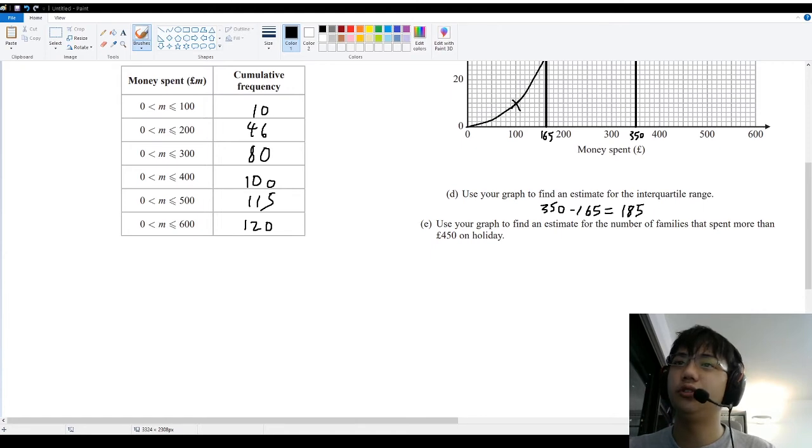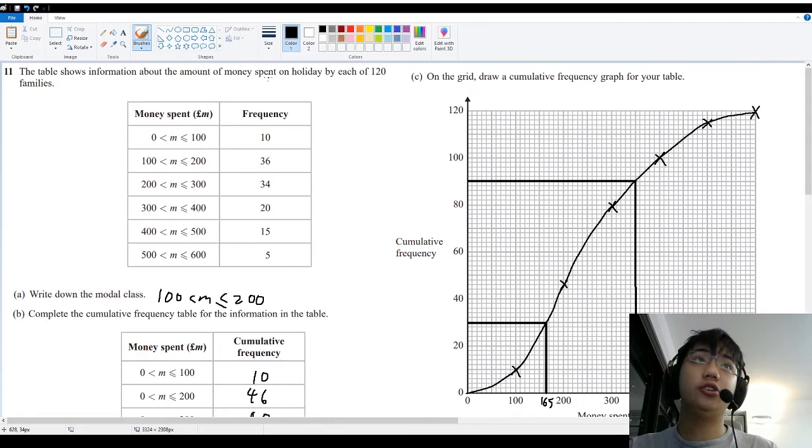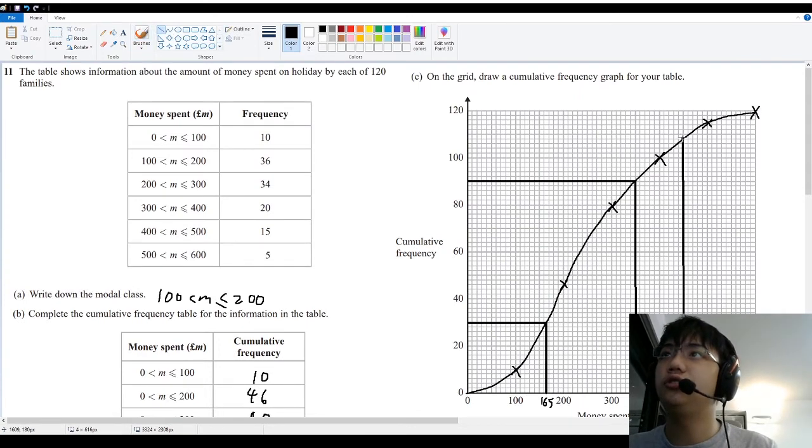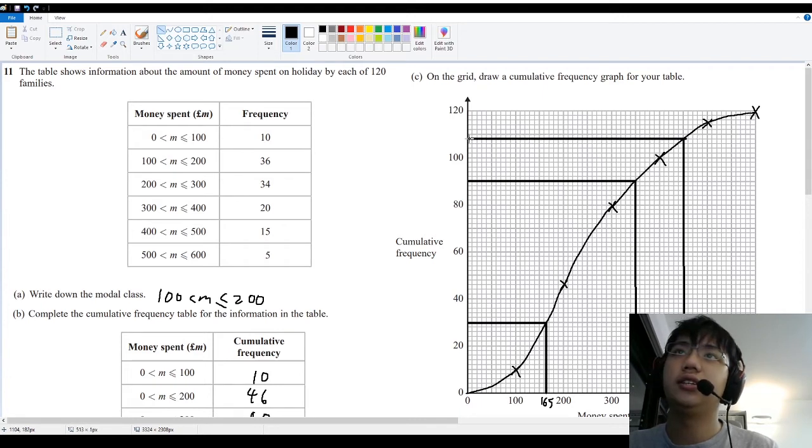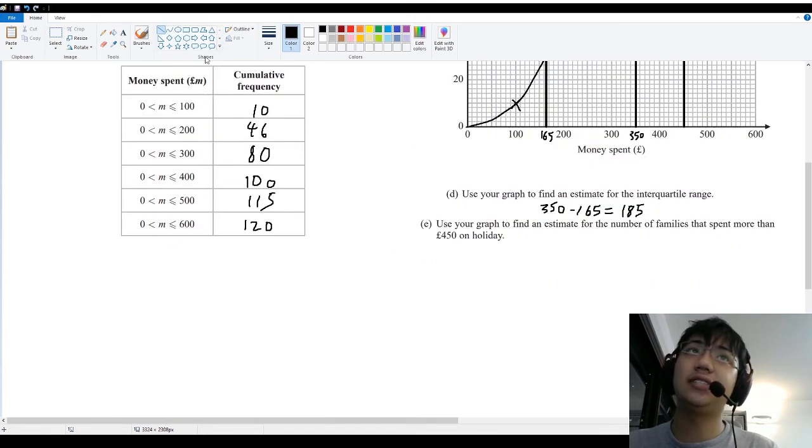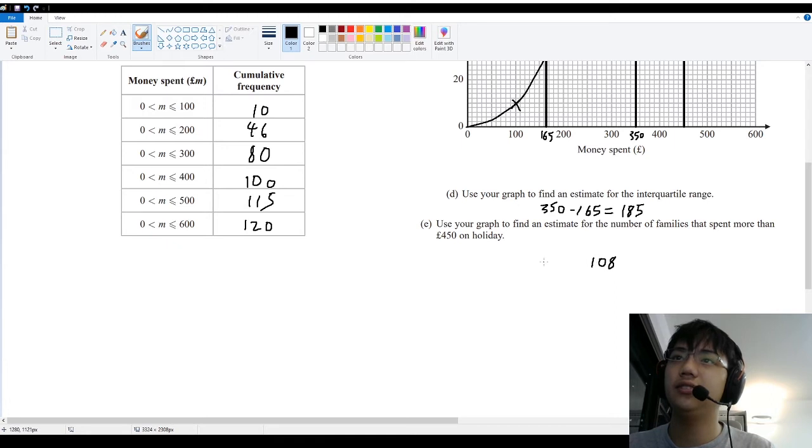Moving now to part E, we need to use our graph to find an estimate for the number of families that spent more than 450 pounds on holiday. So more than 450 pounds, you draw a line from here. This is 450 pounds up to here. Then from here we draw a straight line to this part of the graph. So this is 108 families, so 108 families spent less than 450 pounds. So 120 minus 108 means 12 families that spent more than 450 pounds.